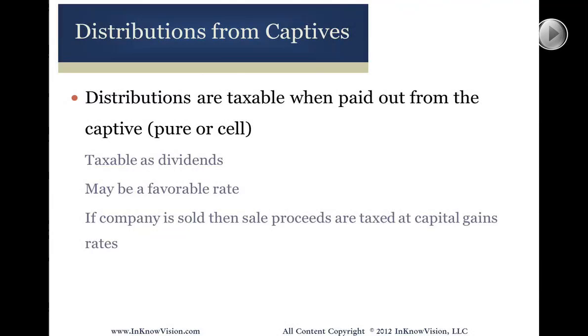Okay, what happens at the end of the captive? I'm going to give you the plain vanilla version today. When money comes out of the captive, it's going to be subject to tax. So the question is, how is it taxed? Right now, distributions from a C corporation, which is what we're talking about, I'm assuming that we don't have some other way of getting this money out.